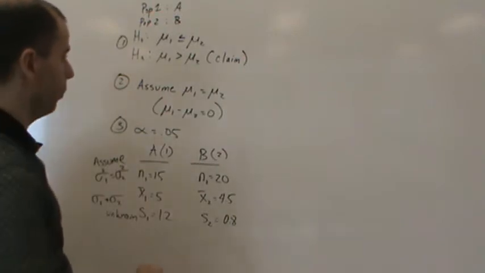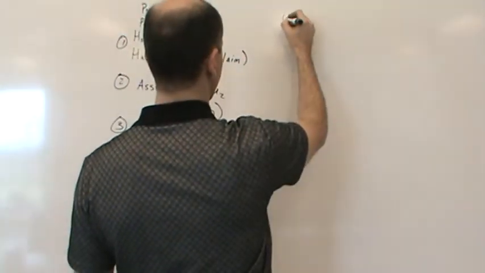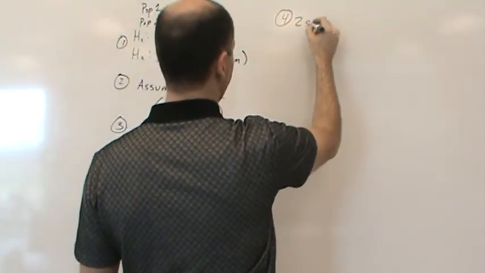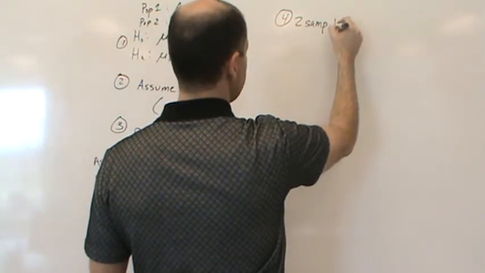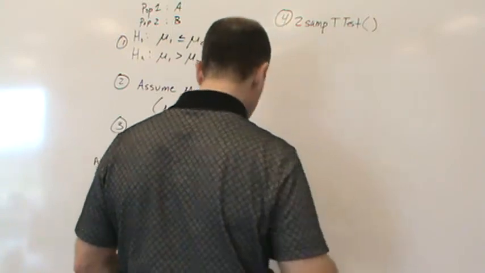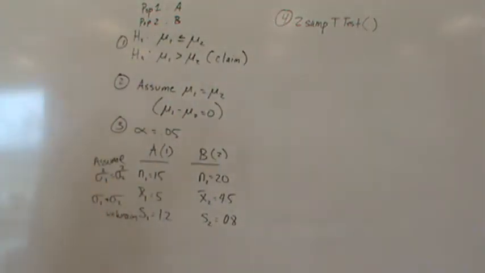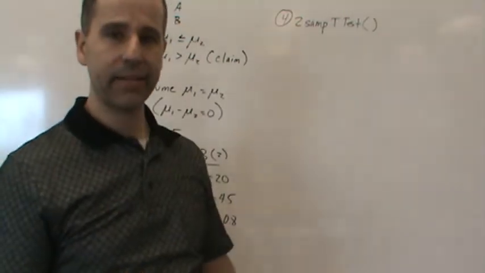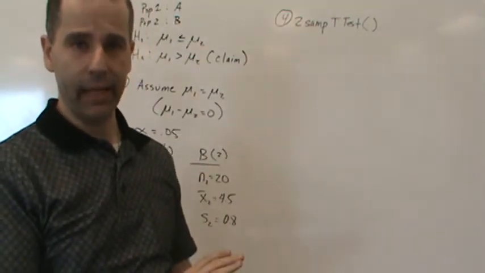Okay? So now we're going to use the t distribution. So we're going to use a 2 sample t test. And now, once I go to the calculator, here's what I'm going to do. I'm going to go to stat tests, 2 sample t-test, and now I'm going to use statistics again. Okay. Now, note that I haven't done anything with data.